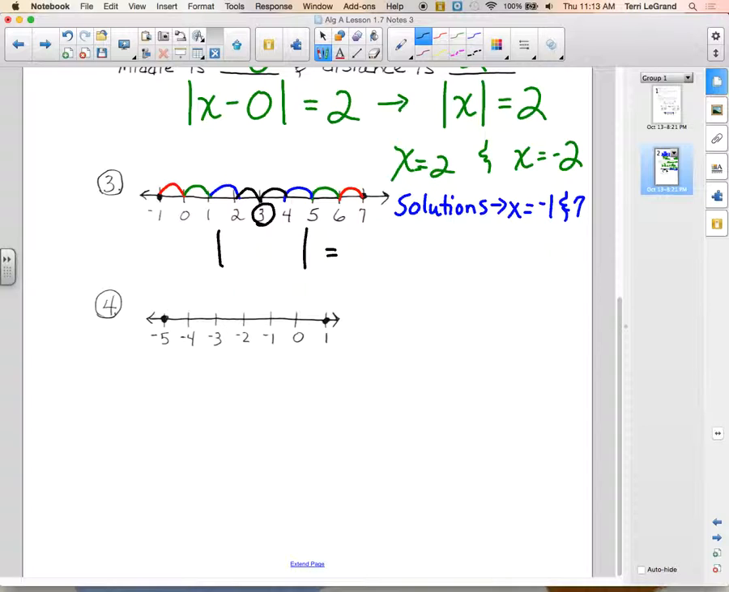Okay, who's brave enough to share their equation with us? Aurora. X minus 3 equals 4. I like it. How about the rest of you? Is the middle 3? Yeah. Is the distance from 3 out to those 2 points 4? Okay, so this looks like a good equation, doesn't it?